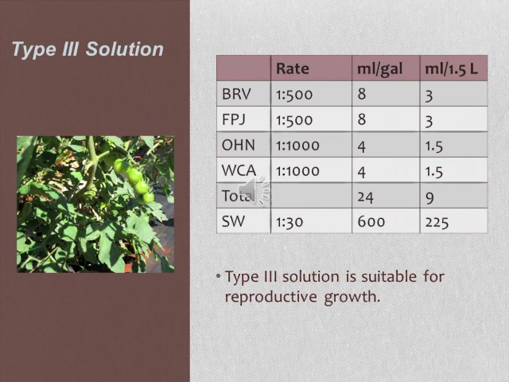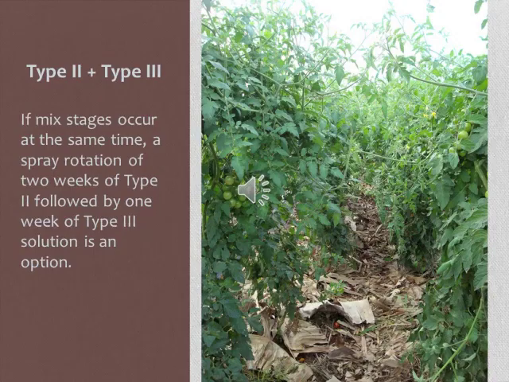Similarly, you can prepare type 3 stock solution by mixing brown rice vinegar, fermented plant juice, OHN, and water-soluble calcium as the stock solution. To prepare 1.5 liters of spray solution, you draw 9 ml of this stock solution into the 1.5 liter container, add 225 ml of seawater, and add water to the 1.5 liter mark. Type 3 solution is suitable for reproductive growth.